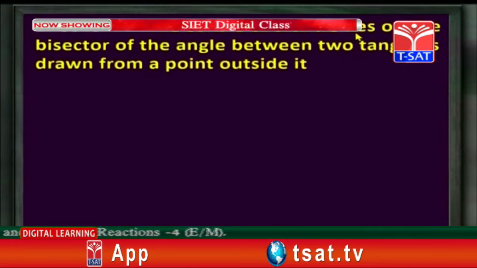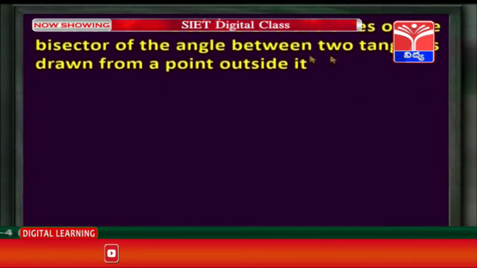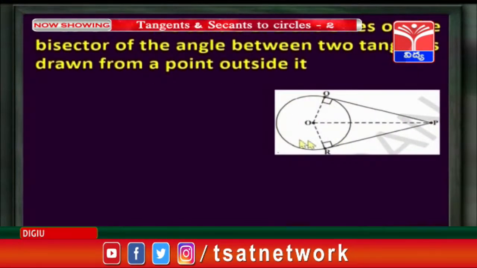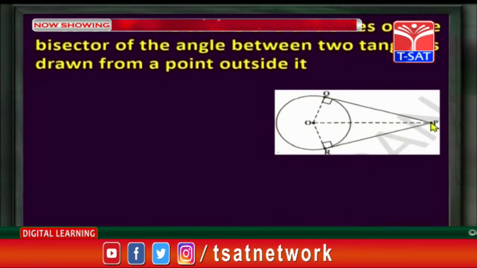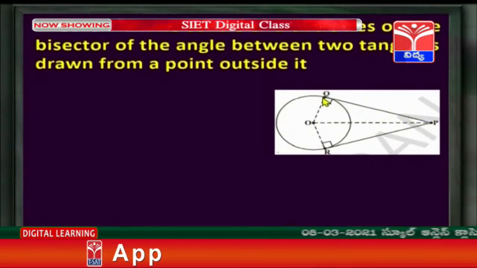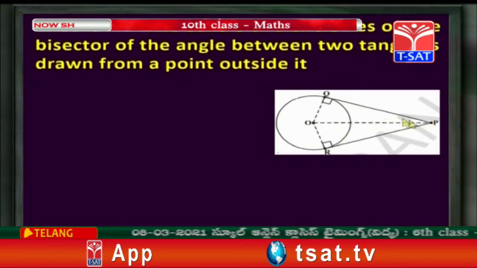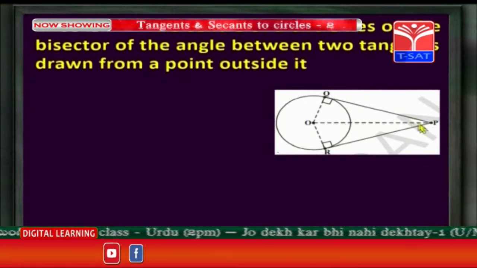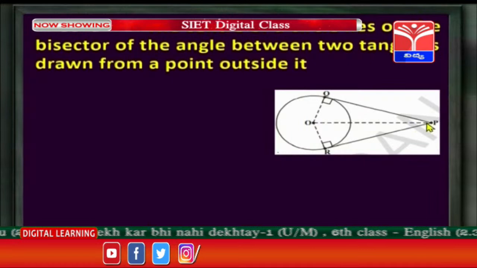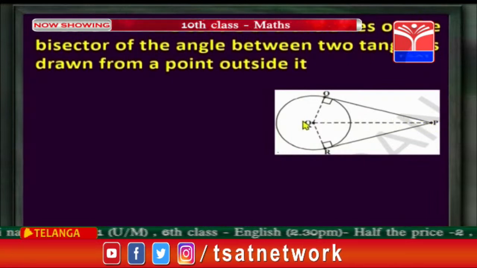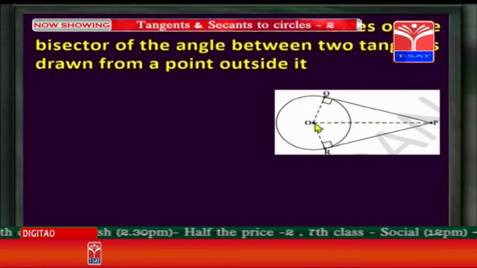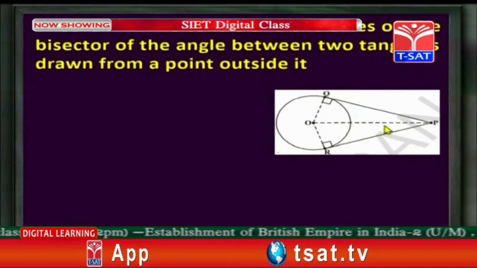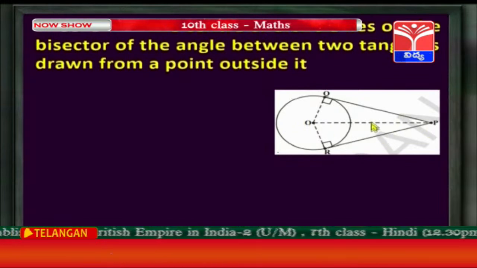The center of a circle lies on the bisector of the angle between two tangents drawn from a point outside it. Let us see the diagram. So, this is a circle and a point P is outside the circle. From point P, two tangents are drawn, and we know that two tangents are equal, that is PQ and PR are equal. Suppose if we draw the angle bisector of this angle P, then this line always passes through the center of the circle. So, the center of the circle lies on the bisector of the angle between two tangents drawn from a point outside it.